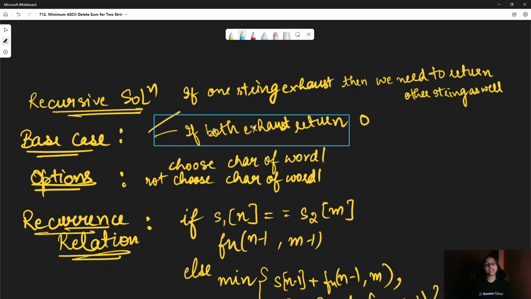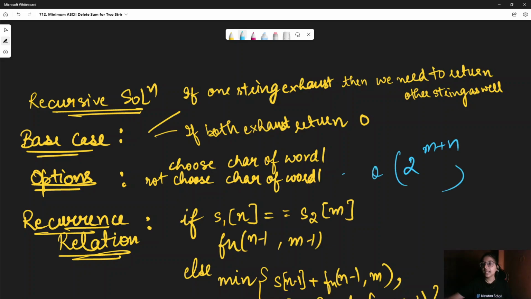But now comes the part that this recurrence relation would surely go to 2 raised to power m plus n time complexity, right? Because we have two choices and a total of m plus n times we would be having those choices. And the space complexity goes to order of m plus n, because at max the recursive stack would fill up with m plus n. Now if this is the time complexity, then surely our solution will give us TLE as per the constraint, because the constraint was 10 raised to power 3 for the length, right?